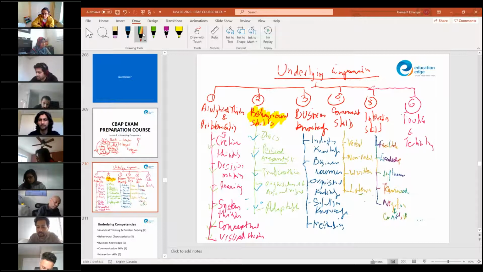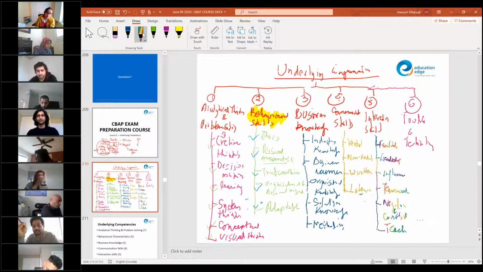And interaction skills. One of the very important interaction skills that a business analyst must demonstrate, must develop, is their ability to coach or teach. It used to be part of communication skill, but they have moved it from communication to interaction because communication not necessarily is teaching. Interaction, your ability to interact effectively, is when true teaching can take place.